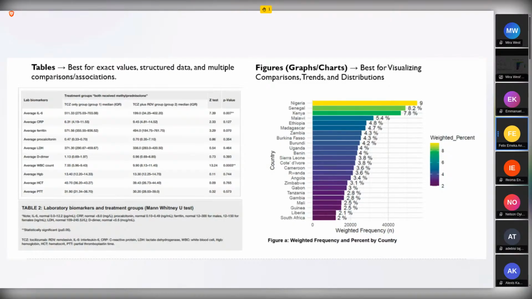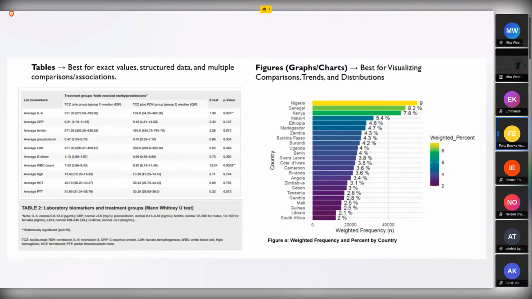So the mean here was higher than the mean here for average interleukin 6, which is one of the measurements for COVID. So here you can see that the p-value was significant, 0.007. That is less than 0.05. And the z-test, which is our value for the Mann-Whitney, was 7.39. So you can see that those that took TCZ only had a significantly higher average IL6 compared to those that had TCZ plus RODV. So this table is an inferential statistic.